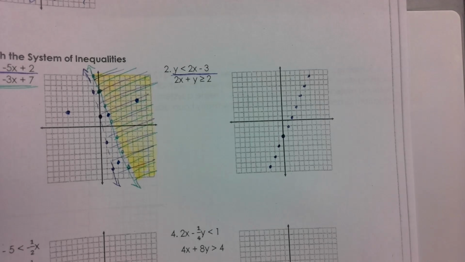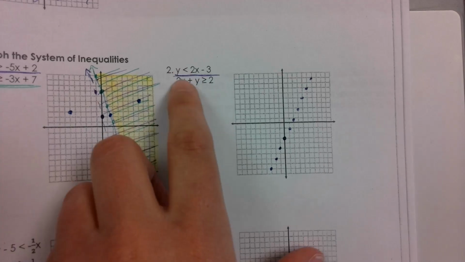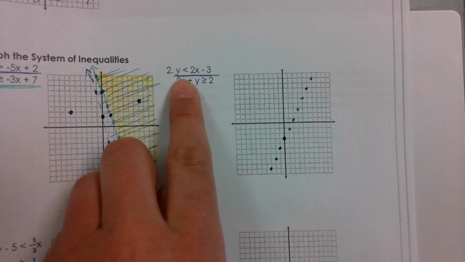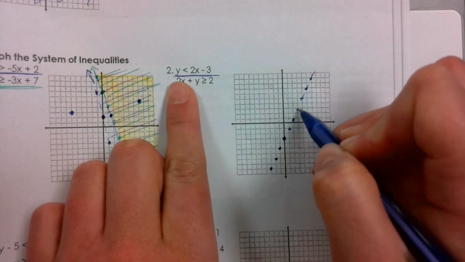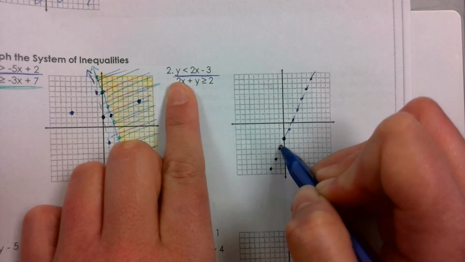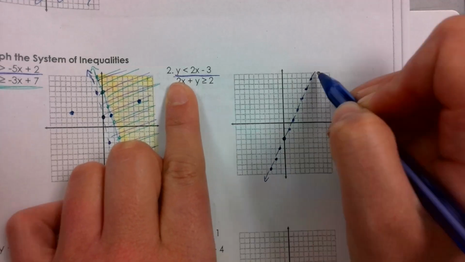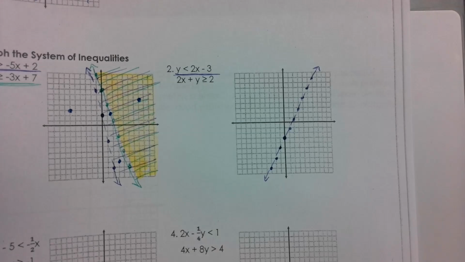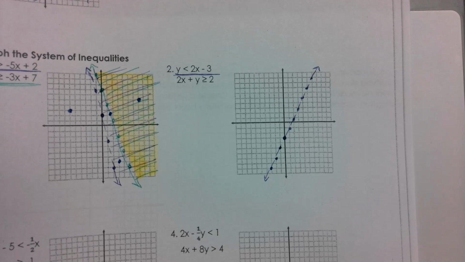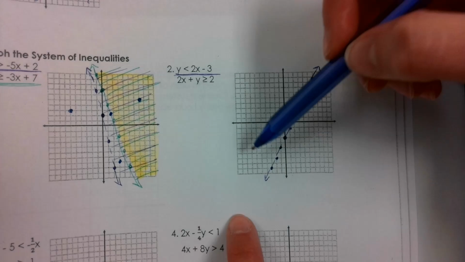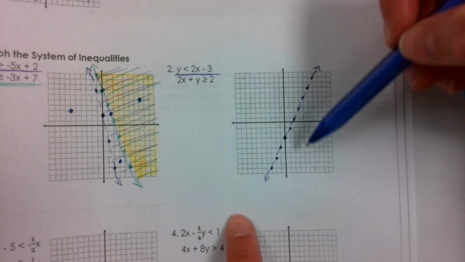Catherine, are we going to have a solid or dotted line there for the first one? Dotted, yeah. Why is it dotted, not solid? Exactly, it's not equal to. Keelan, it says y is less than, so are we going to shade above or below? Below. And is that going to be option 1, y'all, or option 2? Option 2.